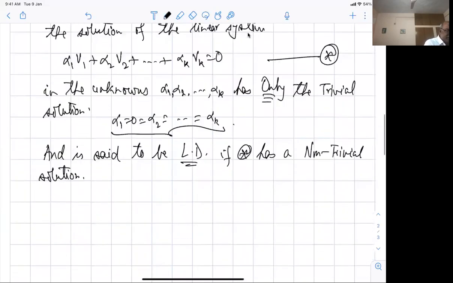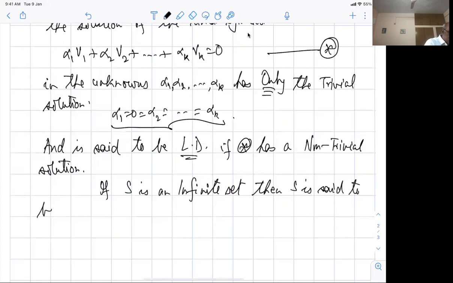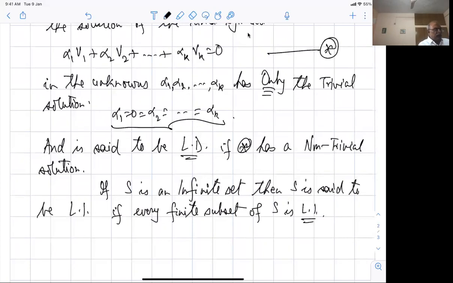What happens if S is an infinite set? If this is an infinite set, then S is said to be linearly independent if every finite subset of S is linearly independent. Fine. So that's the way we look at things.